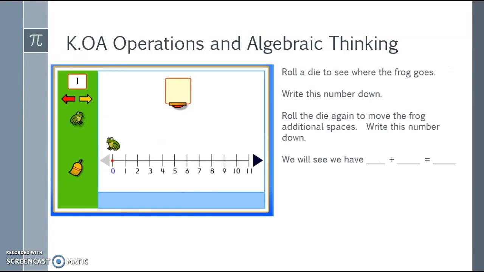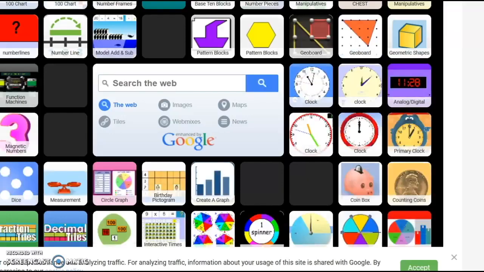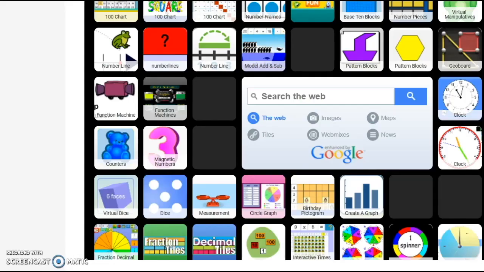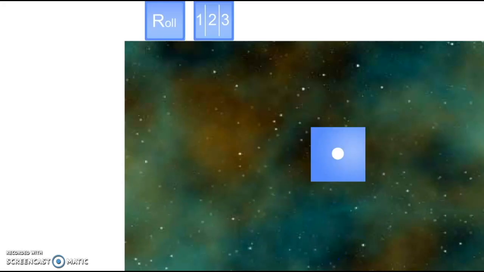So our first example on how we can use manipulatives, I'm going to go to the website where I got this from. We're going to need to roll a die and see where the frog goes, and then we'll go from there. To get to the particular manipulatives I used, I have a link on our website. I'm just going to move my screen over so we can see here. I'm also going to pull up a virtual dice so that we can roll our dice here.